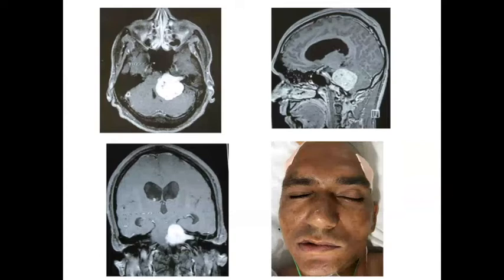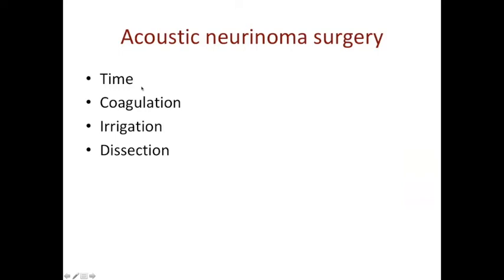So in acoustic tumor surgery, time is not a factor, but due to my special technique and the special nature of my work involving several tumors to be done in a case, none of my tumors will take more than 1 hour. There is very minimal coagulation in the entire operation. Irrigation during the operation has to be done. Dissection in a beautiful subarachnoid plane is mandatory in these cases.